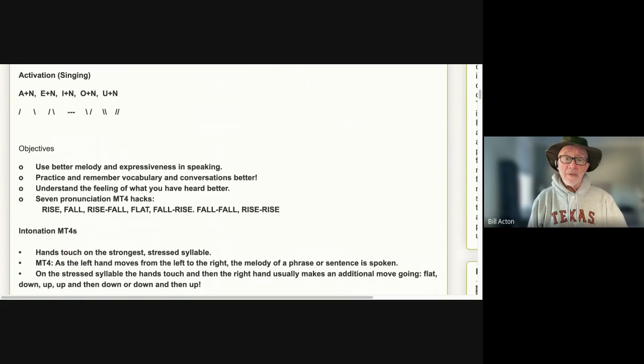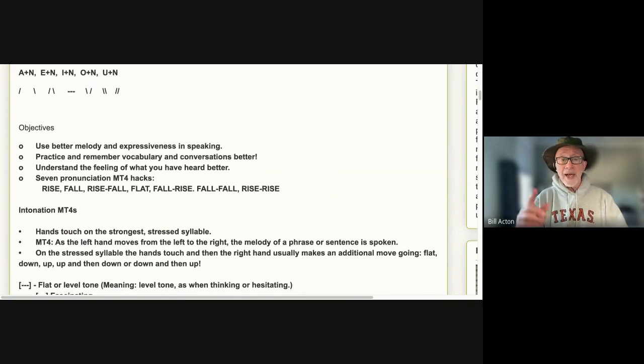Understand the feeling of what you have heard better, particularly if you begin to listen to, like on TV or whatever, and you begin to listen for the MT4s, the 7 MT4s that we'll be using in this module. And here they are. There's rise, fall, flat, fall, rise, fall, fall, fall, and then rise, rise. So those are the 7 basic components of melody. And in the embodied or reading, we'll bring those together as we have before.